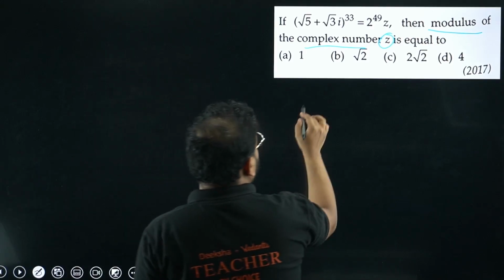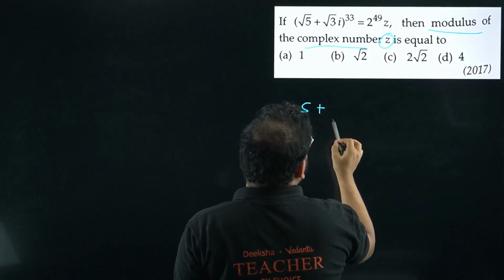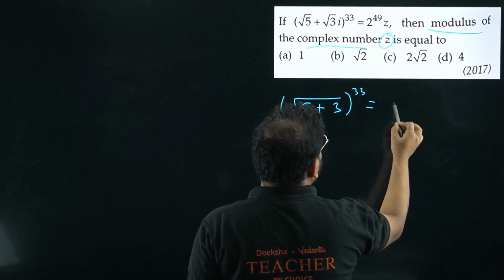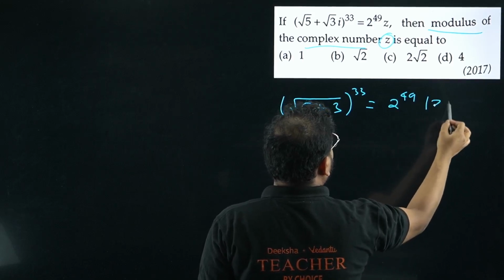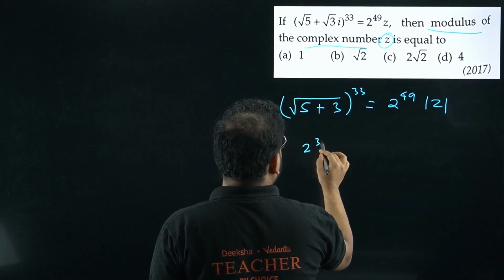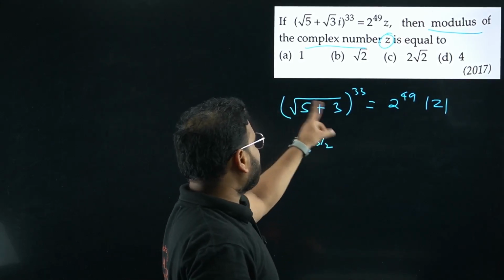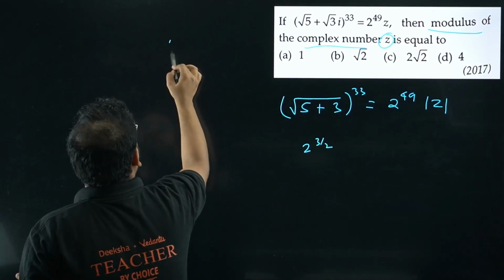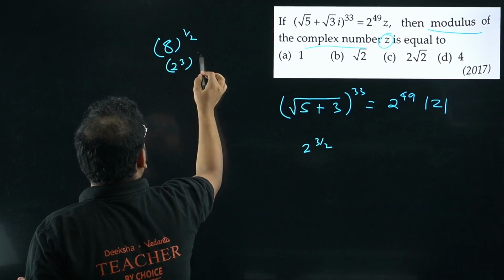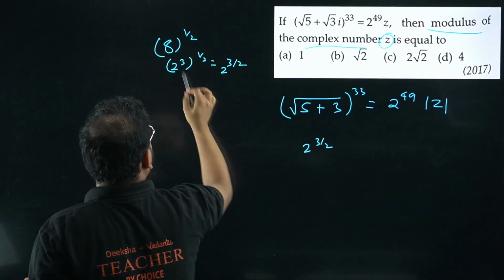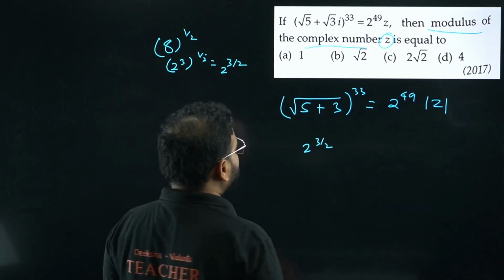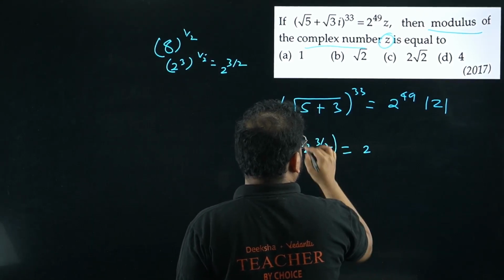So I'll have root of 5 plus 3, to the power 33, equals, this number stays as it is, and here we have mod of Z. I'm looking for mod of Z only, right? So it becomes root 8, no? So 2 power 3 by 2, right? Please check. 5 plus 3 is 8. 8 power 1 by 2. What is 8? 2 power 3. So 2 power 3 by 2. Power rule: you have to multiply the powers. And of course, the power 33 is there.